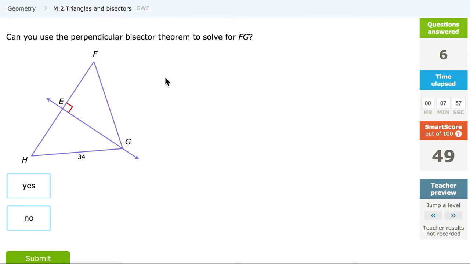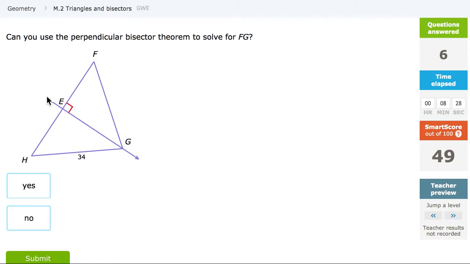Can you use the perpendicular bisector theorem to solve for FG? FG here. Again, the only measurement we have right now is 34. We don't know. Actually, in this case, we do know this angle. We have 90 degrees. Therefore, this is 90 degrees, so we can conclude this is perpendicular. Now, actually, we don't know this here. That's what we were missing. We're missing the measurements of this segment and this segment.